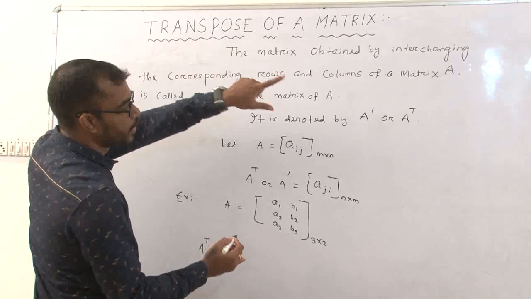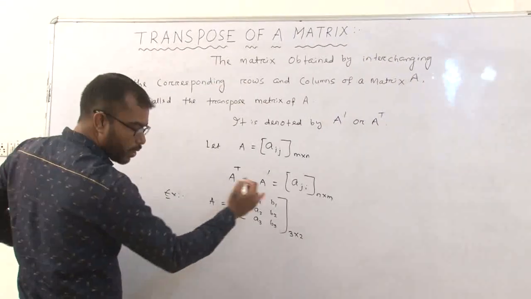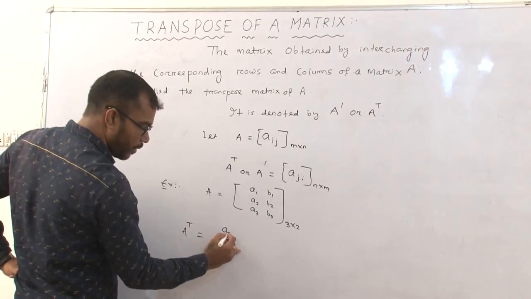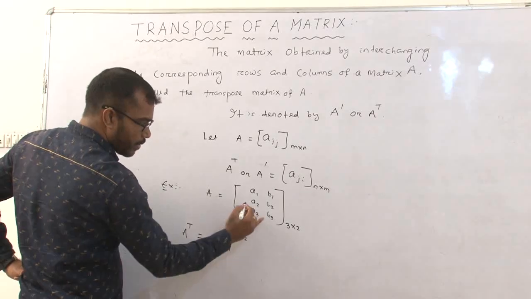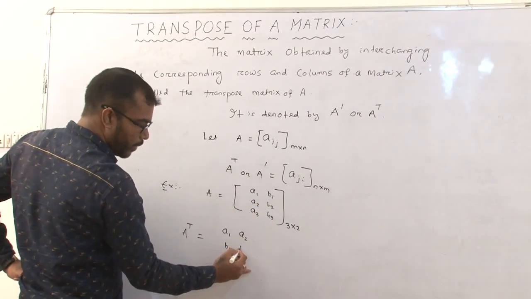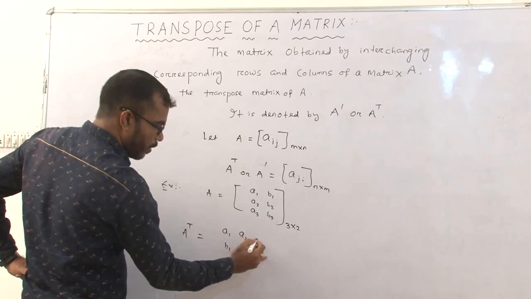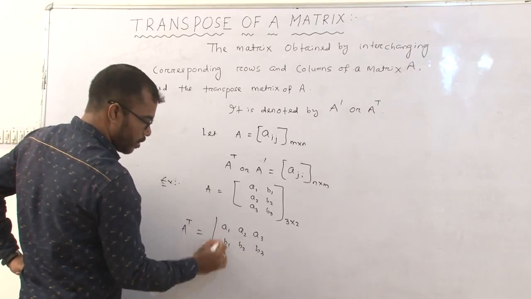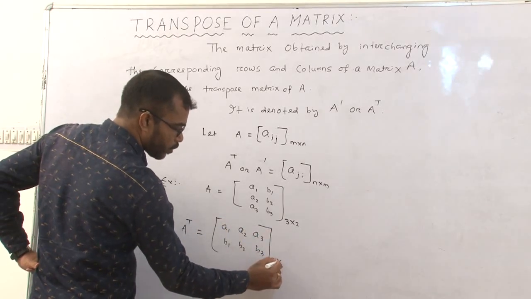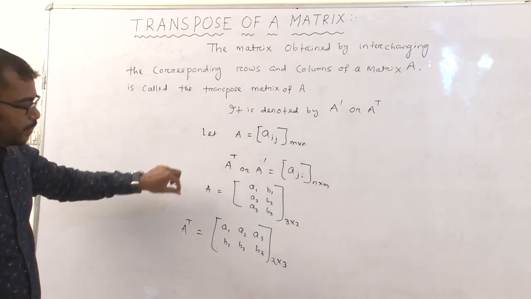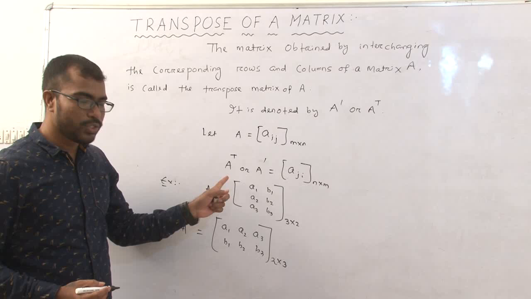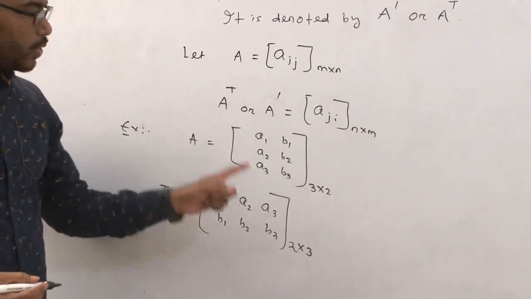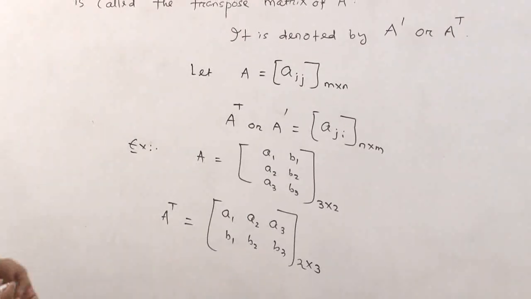transpose means interchanging corresponding rows and columns, rows into columns. That means the first row is a1 b1 and the first column is a1 b1. Similarly, the second row a2 b2 becomes the second column a2 b2. Interchanging rows into columns, a3 b3: the third row changes to the third column. Its order is 2 into 3. So transpose means interchanging rows to columns, and the order 3 into 2 becomes 2 into 3. That is an example of the transpose of a matrix.